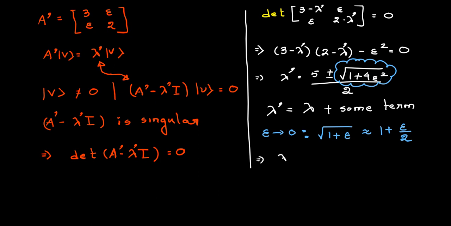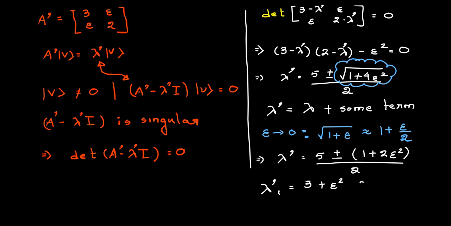So what happens to the lambda prime? It looks like 5, so one value will be 5. Let's write it generally: 5 plus minus root of 1 plus 2 epsilon square, divided by 2. So what are the two values? One will be on the minus side. Let us take it as lambda 1. Let's use plus. If you use plus, you get 3 plus epsilon square, and if you use the minus sign, you get 2 minus epsilon square.